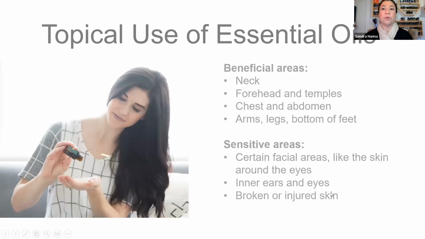Topically, on your neck, your forehead and temples is a great one. Respiratory, put it on your chest and abdomen, your arms, your legs, Deep Blue, bottoms of feet, anything really, because anything at the bottom of your feet, your spine, your neck is really great. Sensitive areas. So you want to be careful for your facial areas, your skin, around the eyes. Inside the ears, we don't want to put essential oils in the ears. We don't want to put it in the eyes. Or if you have a cut or anything that's an open wound, don't put it inside.